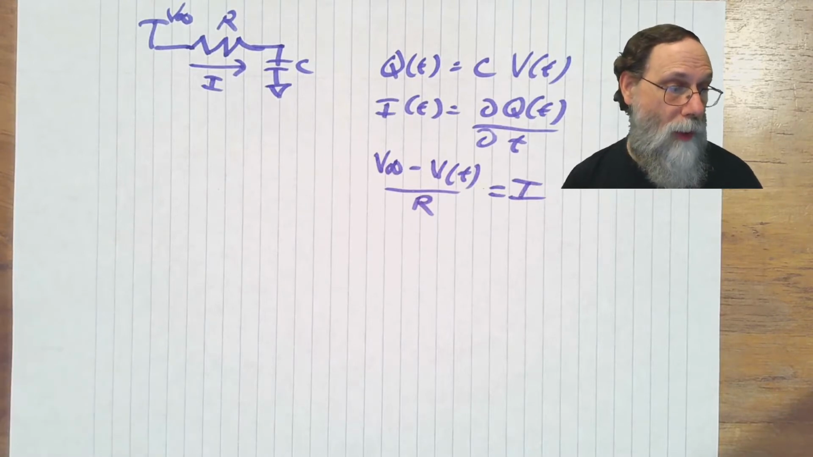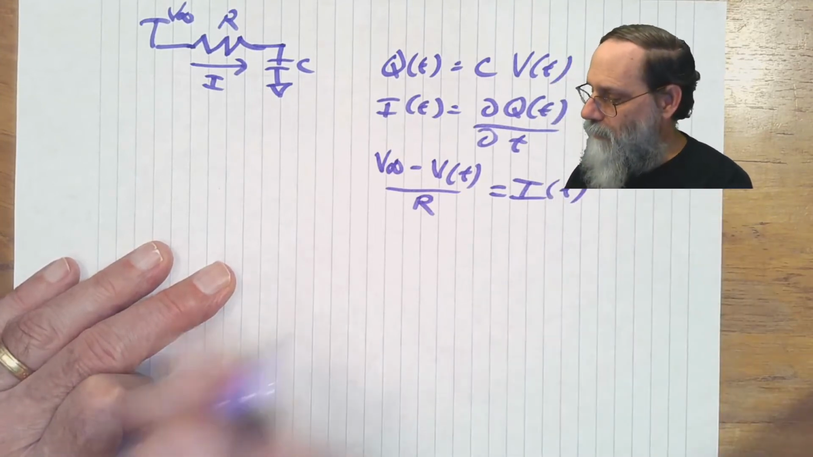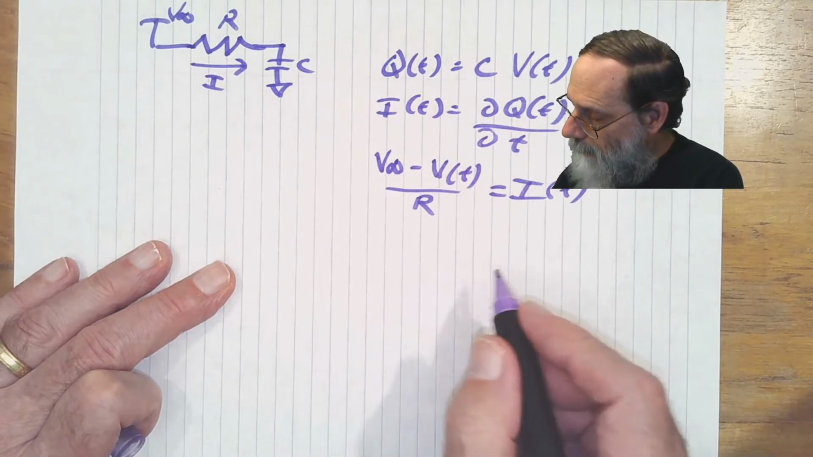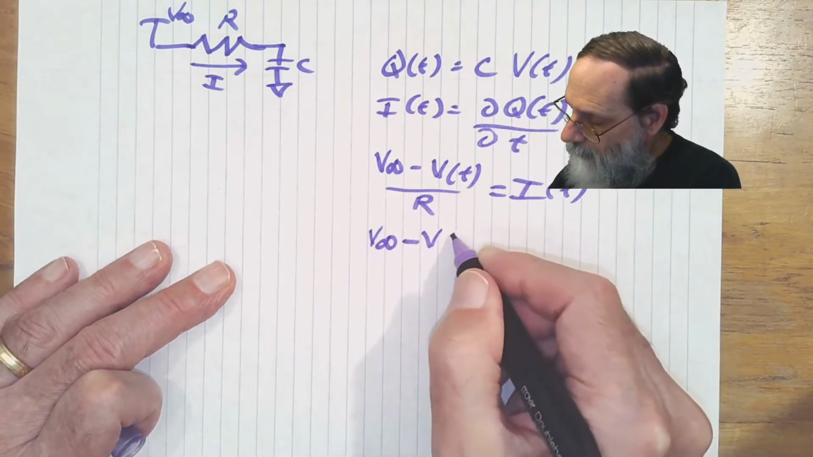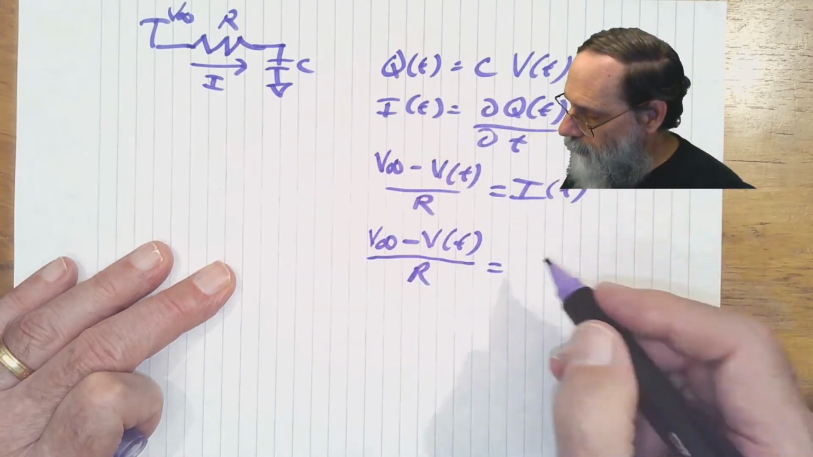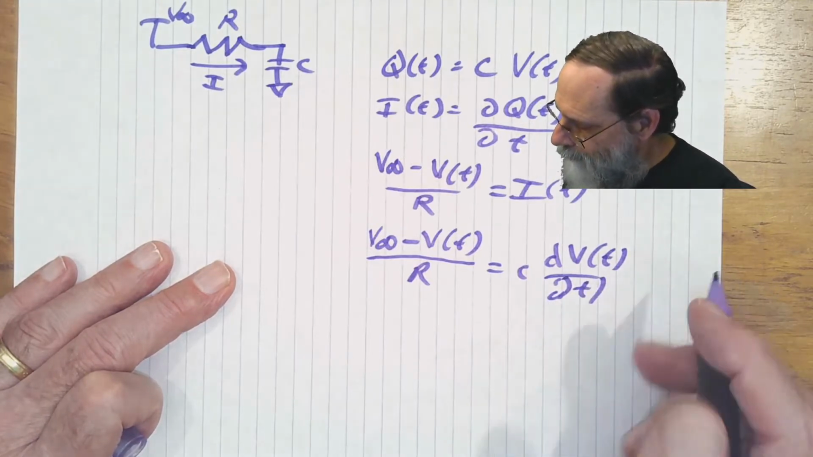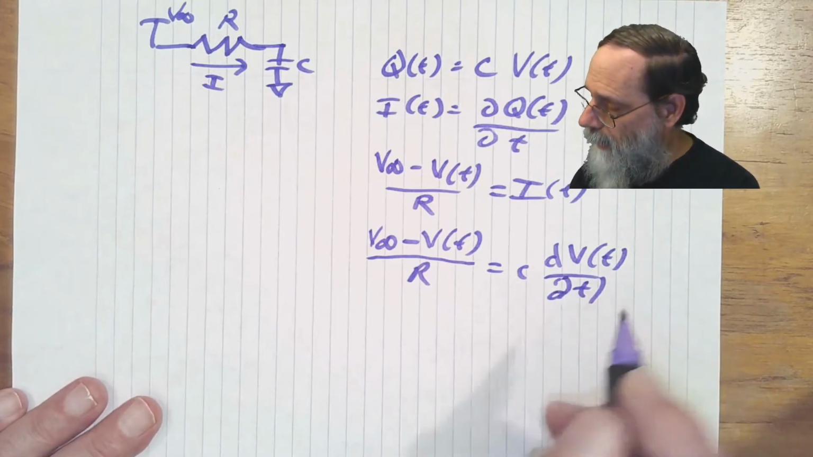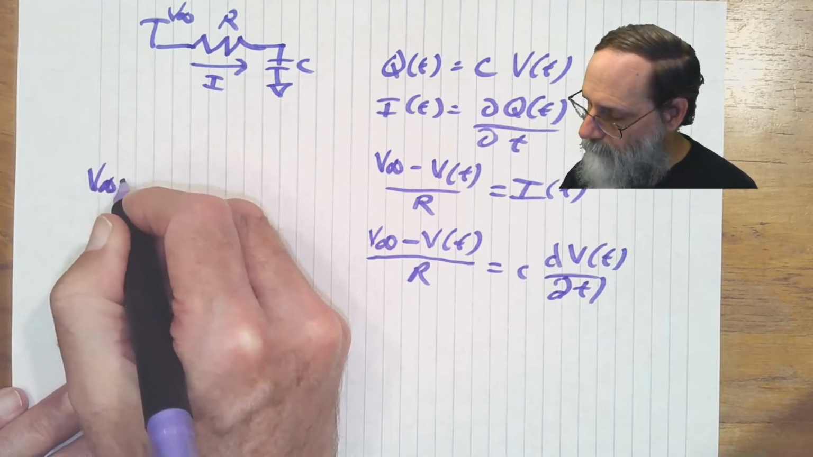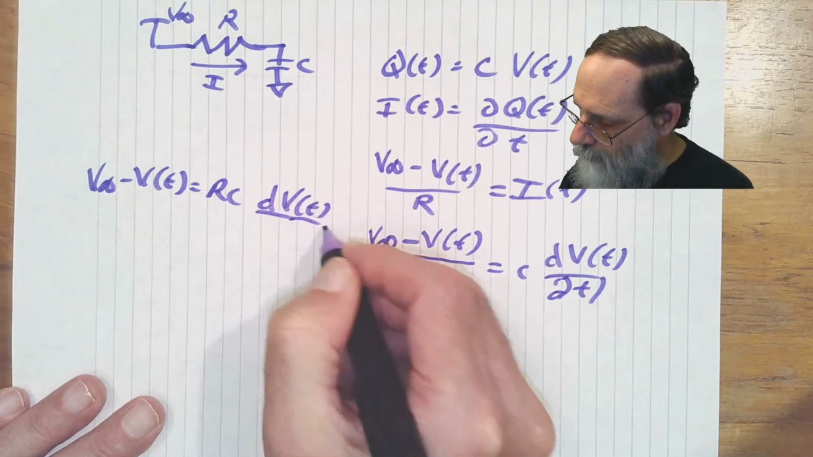Okay, so we can put all these things together. We can say, okay, that's I of t, so make them all functions of time. The resistance is not a function of time. If we combine these things, we get that V infinity minus V of t over R equals, derivative here, C dV/dt. All right, and we can simplify that a little bit to get V infinity minus V of t equals RC dV/dt.